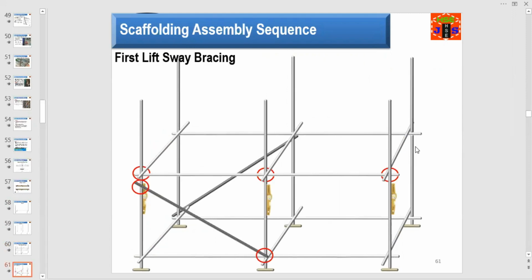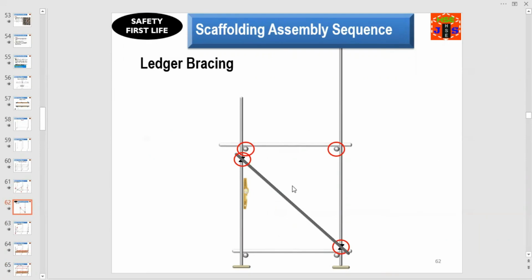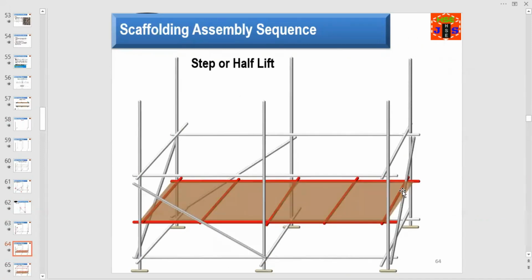Then you have to start first lift sway bracing where there is the red circle. This is an example of first lift sway bracing. Have a look. This is an example of ledger bracing. After ledger bracing, you have to go to the step or half lift.